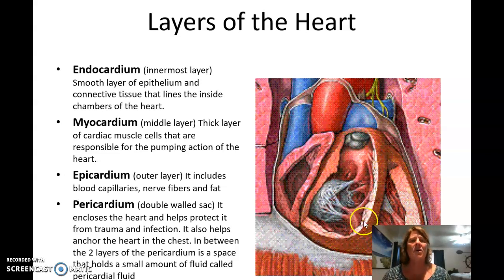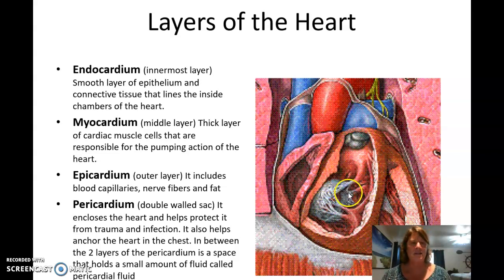Then we have the epicardial layer, the outer layer of the heart. The epicardium is where blood vessels, our coronary arteries, and nerve innervation are, and then there's also a layer of fat here. You don't even have to be overweight, but everyone has some fat layer here, just for warmth and protection.